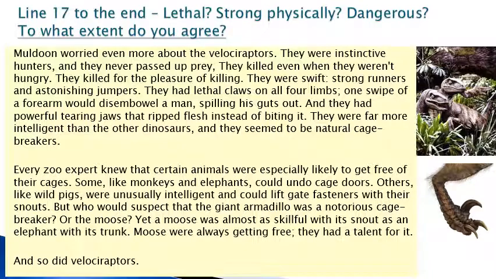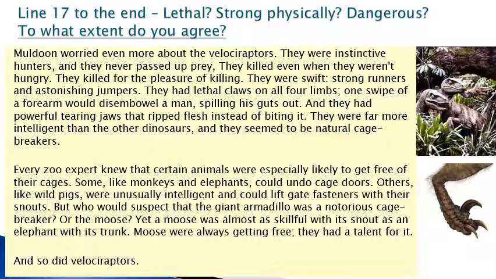So this is the section now, line 17 to the end, where you want to think, where is there evidence that the velociraptors are lethal, physically strong, dangerous? To what extent do you agree?